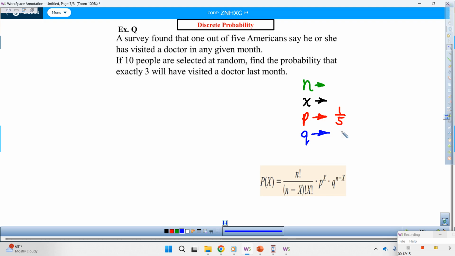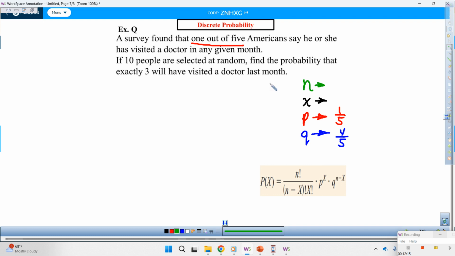Everyone? 4/5. So, we got that from here. Okay, so we're done with 1 out of 5 and 4 out of 5. Therefore, if 10 people are selected at random, what is the probability of exactly 3 having to visit the doctor?